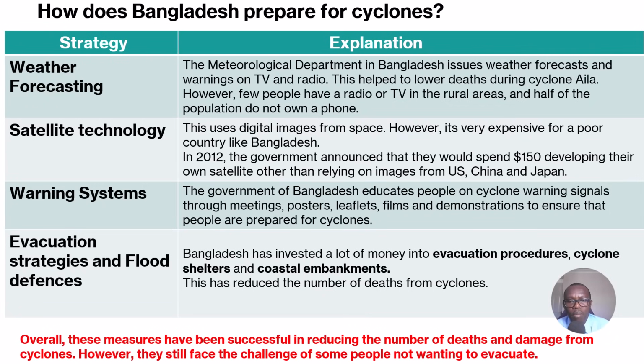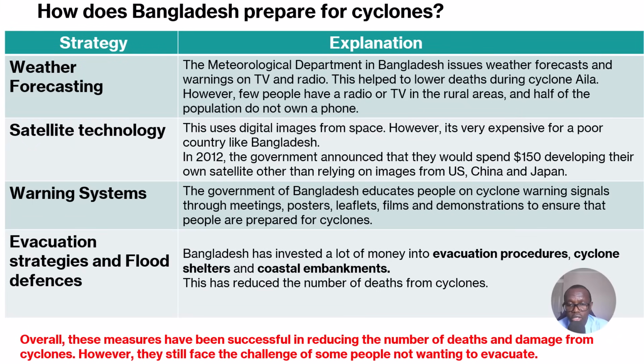So how does Bangladesh prepare for cyclones? Now, because Bangladesh is located in an area that is quite prone to cyclones, they have to do something to mitigate that threat of those cyclones. And they have used several strategies to do that. And we are going to look at 4 of those strategies, the first one being weather forecasting.